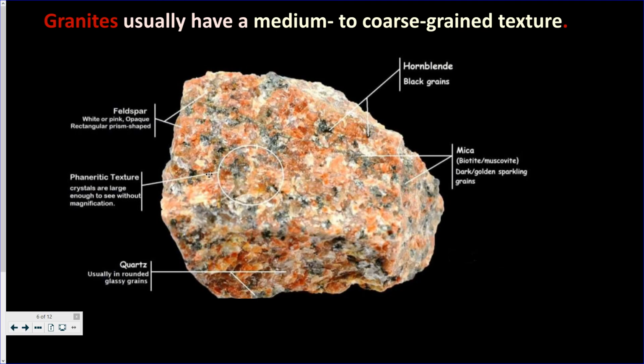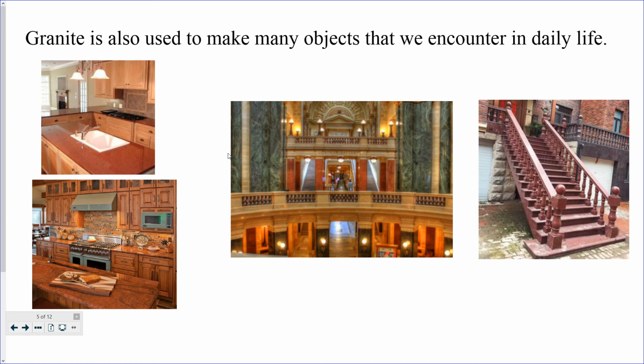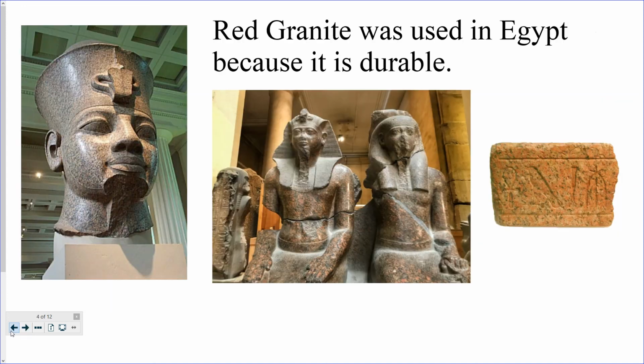You'll see the different minerals in there. The hornblendes are blackish. The micas kind of look like little flat plates. Quartz is whitish, milky to gray. But the feldspars are white and pink. That gives it its color, and that's why people like it, because it is a really striking red, and you'll see it all over. It's very durable, and that's why they use it in Egypt.